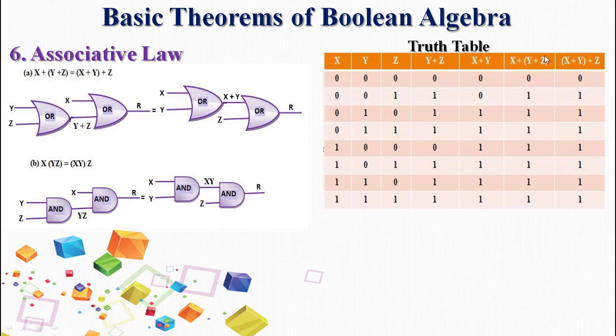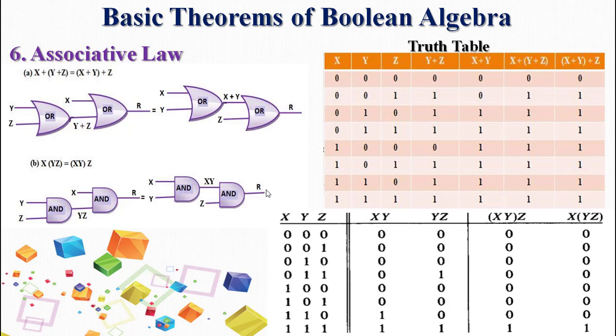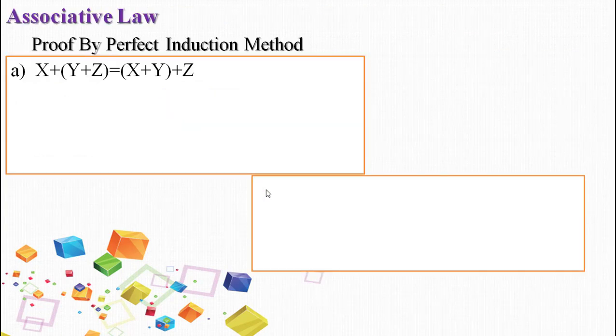So you can see from the truth table, all the possible values for x plus yz, x plus y plus z is same as x plus y plus z. Similarly, you can write it for the next following diagram, that is x into yz is equals to x into y into z. So you can pause the video and note down the resultant of the following truth table. Similarly, we will be proving this associative law with the help of the proof by perfect induction method.